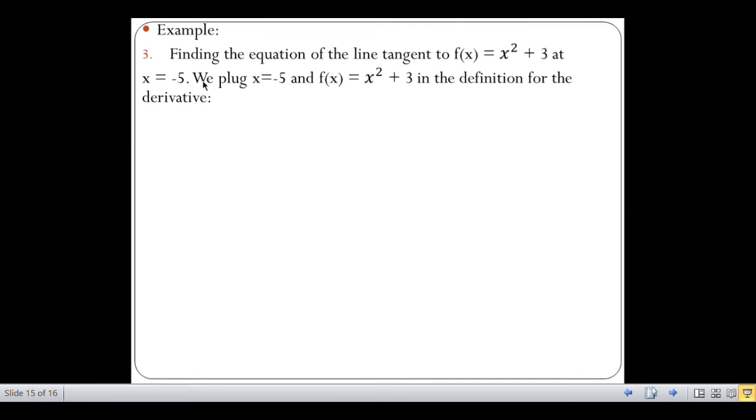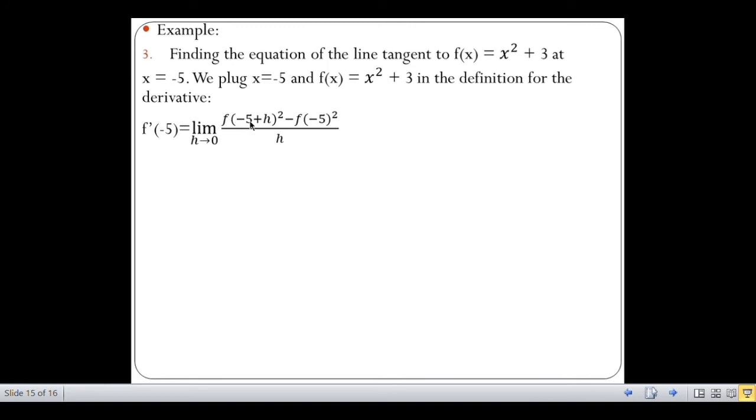So we plug x equals negative 5 and f of x equals x squared plus 3 in the definition of the derivative. So, gagamitin natin class is yung formula. Okay? So, dito hindi ko na nilagay yung formula. Agad na po tayo sa solution. Okay? So, yung derivative natin at negative 5. Ito galing siya po class dito. X equals negative 5. So, limit. Okay? So, kopyahin na po natin. Yung x, papalitan natin ng negative 5.